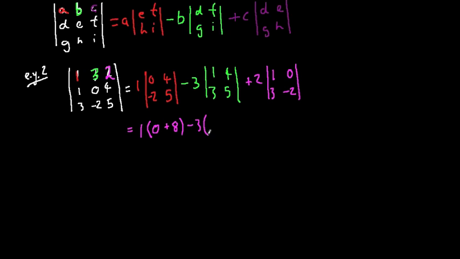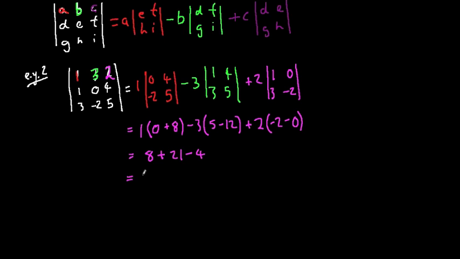Minus 3 multiplied by 1 times 5 is 5, minus 3 times 4 is 12. And that's plus 2 multiplied by 1 times minus 2, which is minus 2, minus 3 times 0, which is obviously 0. Okay, so 1 times 8 is 8. 5 minus 12 is minus 7, multiplied by minus 3 is plus 21. And 2 times minus 2 is minus 4.